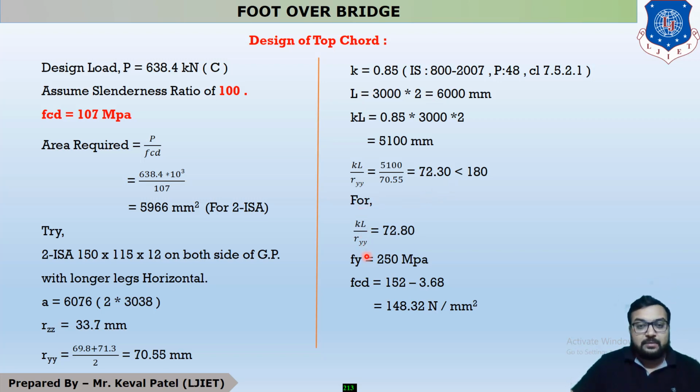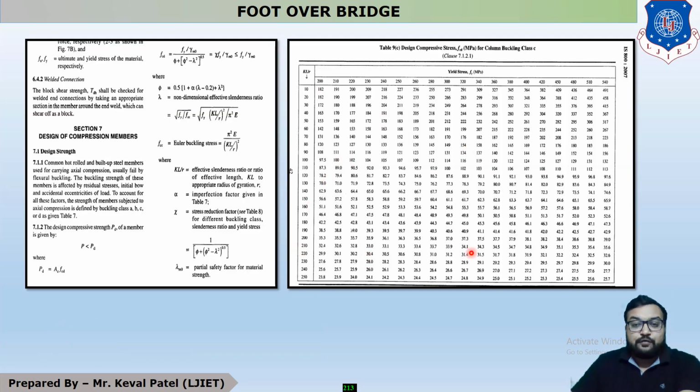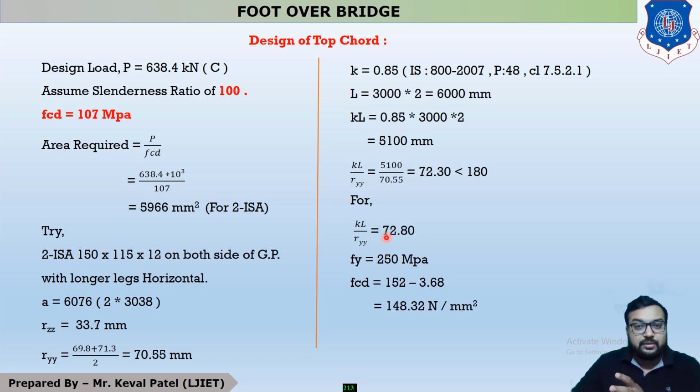Now, for KL upon R minimum, you will get your answer of FCD from this table. Say, for example, your answer in this example is 72.80. You can see that the value of FCD for KL upon R equal to 70 is 152, and for 80 it is 136. So with the increase in the value of slenderness ratio, your value of FCD decreases. Now you have to find the value of FCD with the help of interpolation, which gives 148.32 Newton per mm square. Now this is our FCD provided and this is our area provided.